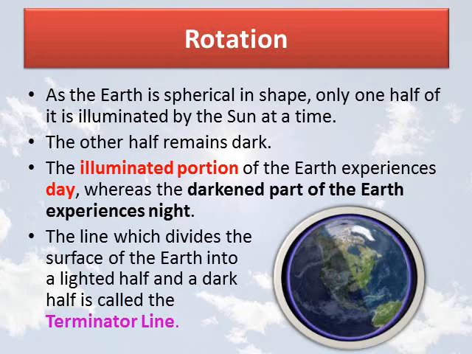The illuminated portion of the Earth experiences day, whereas the darkened part of the Earth experiences night. So the part in which sunlight falls, that part will have day, and the opposite part which is not having sunlight will have night. The line which divides the surface of the earth into a lightened half and a dark half is called the Terminator Line. What is it? Terminator Line.